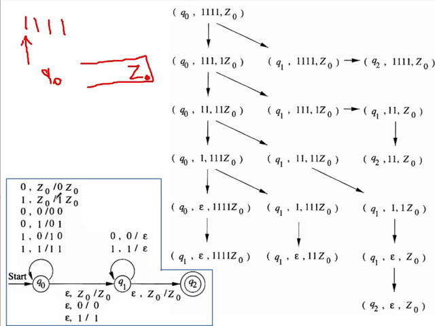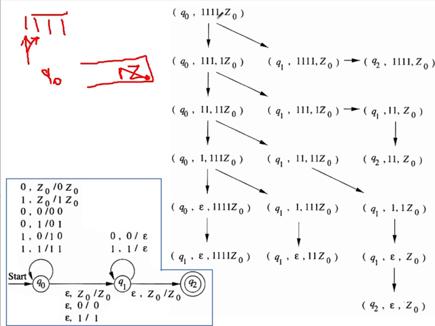So this Z0 will be replaced by 1 Z0. That means it will just push a 1 here, right? And then the head will move to this place, because it has already processed this symbol. So the remaining part of the input is now just 1 1 1, and the state will remain Q0. So the next ID will be Q0, the remaining input is 1 1 1, and the stack is 1 Z0.